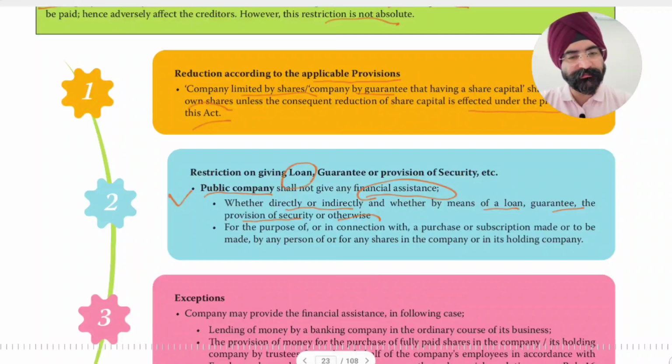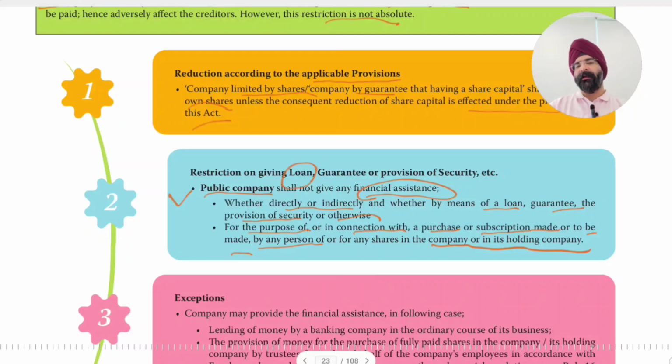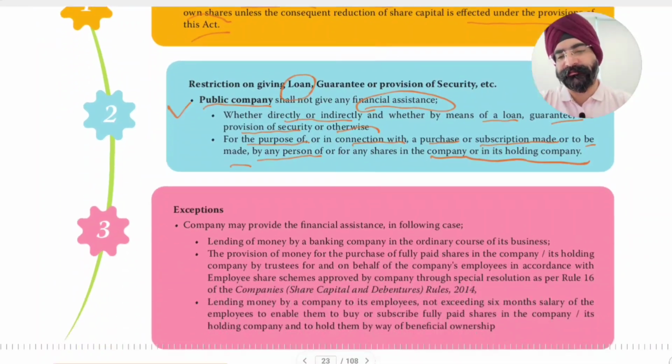It will not get someone to buy the securities of the company for the purpose of, or in connection with, a purchase or subscription made or to be made by any person of or for any shares in the company or in its holding company. So not for purchase of its own shares, and not for purchase of shares of its holding company. A public company will not give money, security, enticement, or anything.